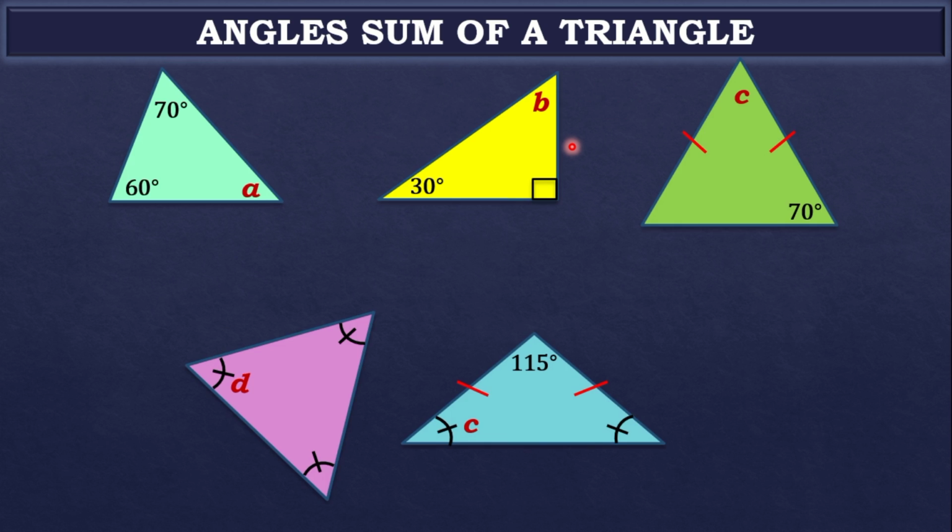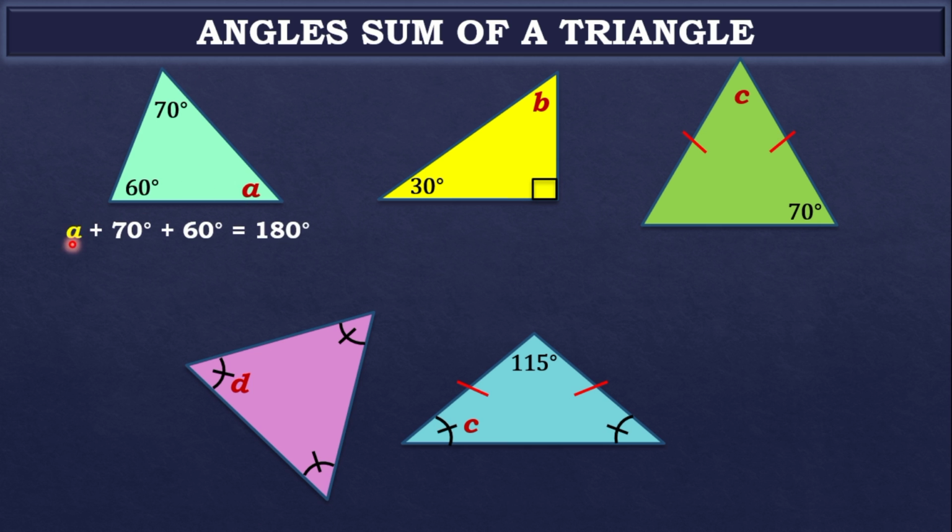Okay, so let us solve. Okay, so I have here, find the measure of the lettered angle. So, hanapin natin yung measure ng mga lettered angle natin. So, we have A, B, C, D. So, sabi ko nga kanina, the angle sum or the sum of the interior angles of a triangle is always 180 degrees. So, paano natin to isa-solve?